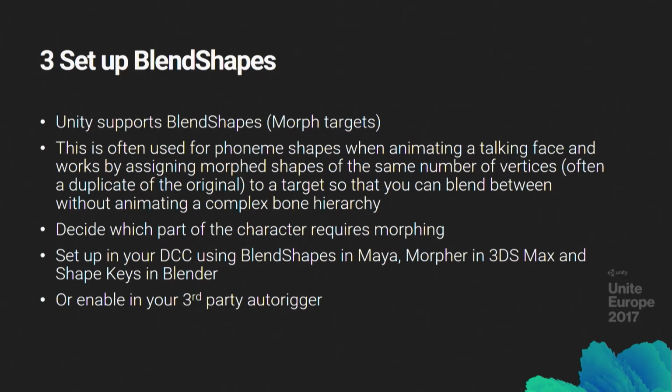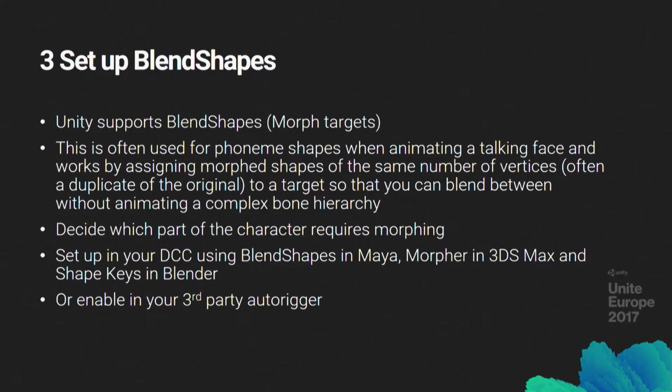Set it up in your digital content creation tools. And it's called blend shapes in Maya. There's a morph modifier in 3D Studio, and I think it's called shape keys in Blender, but correct me if I'm wrong. The other alternative, which I can highly recommend, is to enable in your third-party auto-rigger.